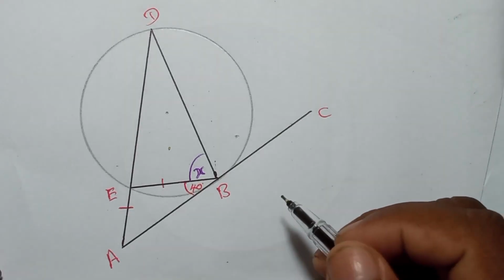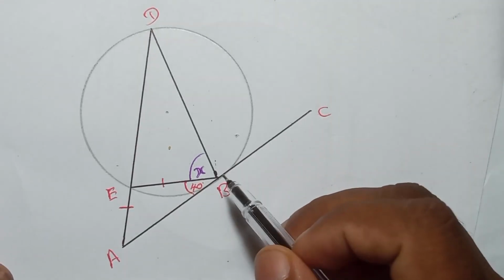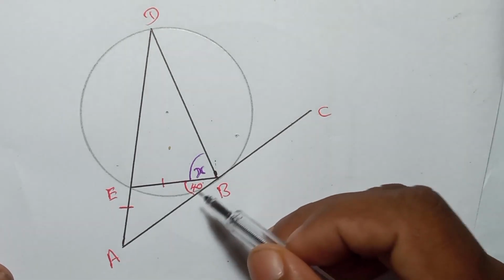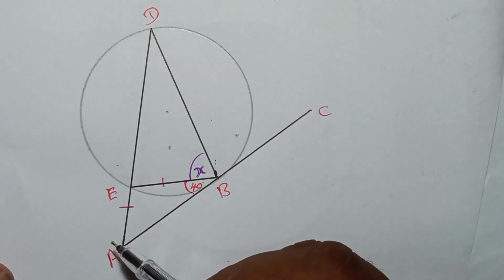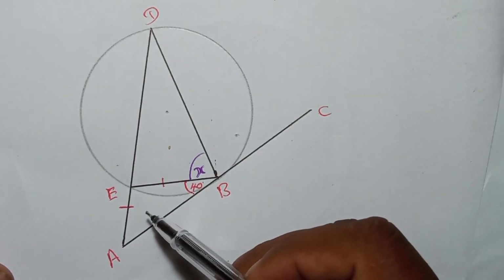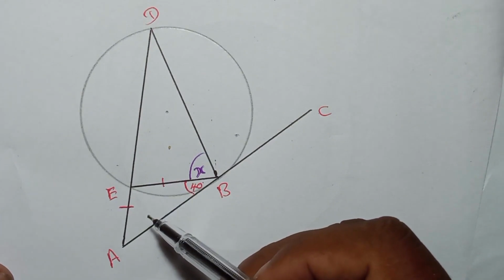Here you need to find the value of x. Right now, here you need to know a few theorems. Isosceles triangle, they tell us EB and EA are equal, right? So this is an isosceles triangle. You need to know about that, and also the alternate segment theorem.